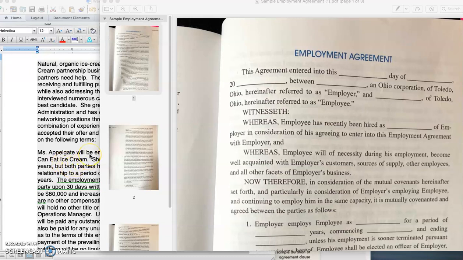Hey guys, so a couple of you had expressed some confusion about how to draft the employment contract. That was the week two drafting assignment, okay? So what I thought I would do is create this recording.